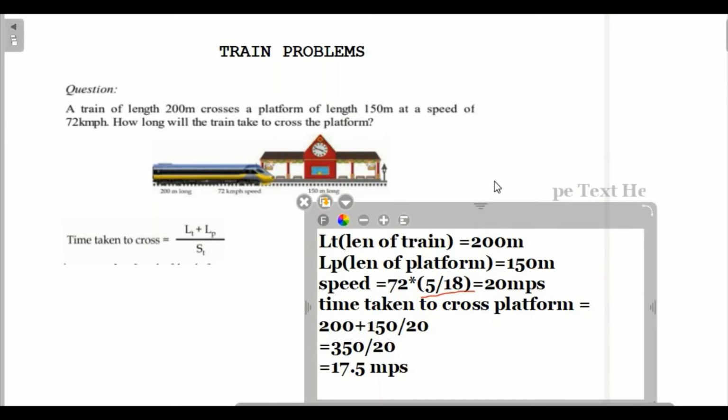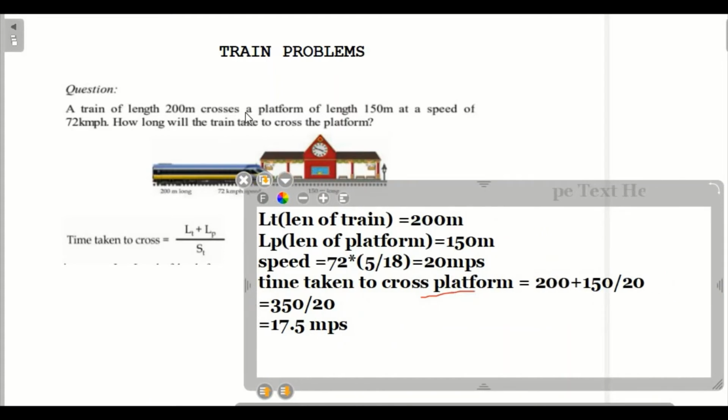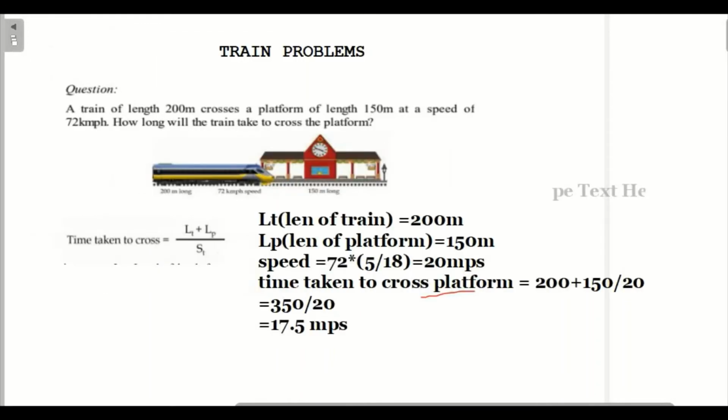So while you are calculating, you should use these shortcuts to solve the problems. First we have to know the length of the train and the length of the platform. Then we convert the speed into m/s. For that, our standard value is 5 by 18, so we get 20 m/s. Then we substitute in the formula: 200 meters plus 150 meters divided by 20, that is 350 by 20. It is 17.5. We'll go for the next problem.